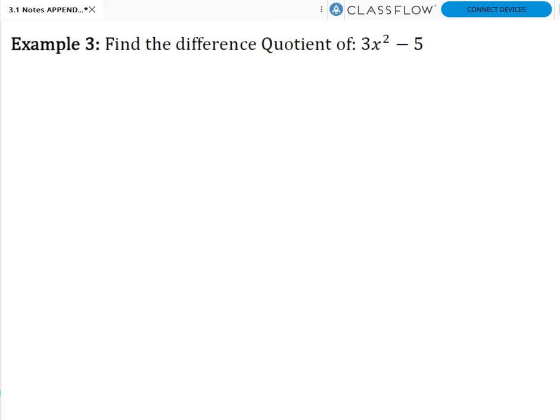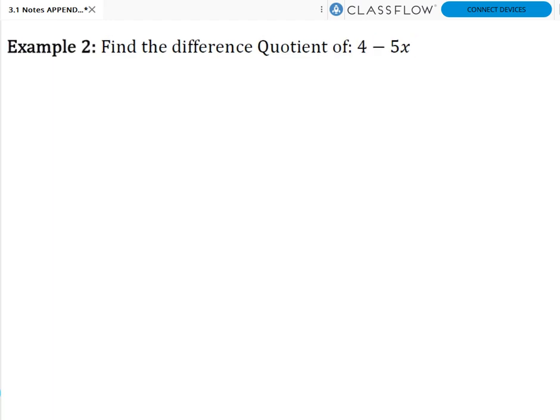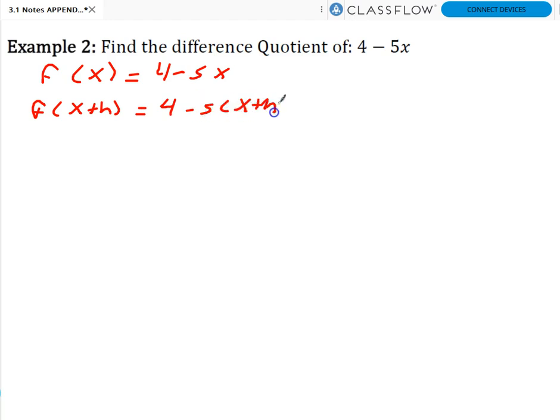Okay, next example here, we're going to do the same thing. This is just a linear function, so our f of x is 4 minus 5x. So the first thing, again, we've got to figure out what f of x plus h is. So it'll be 4 minus 5 times (x plus h).